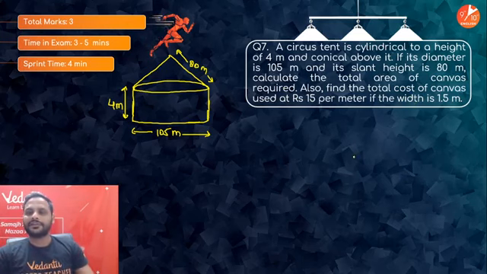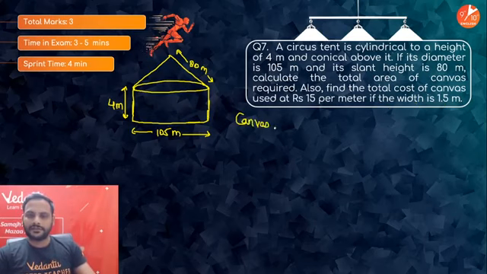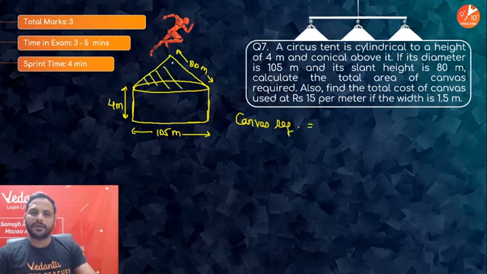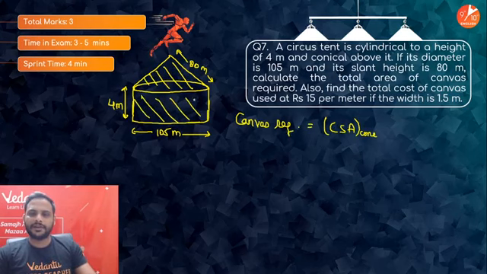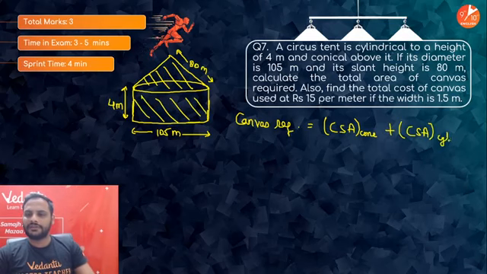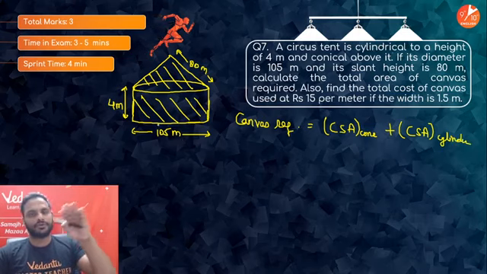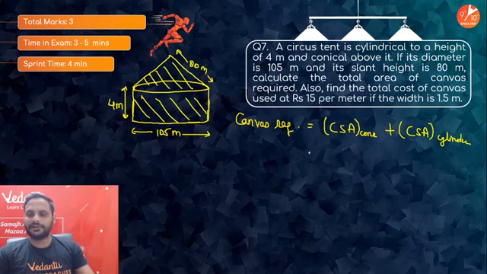So first, let us see the total area of canvas required. I can say the canvas required will be equal to, first, the canvas required in the CSA of the cone, and then the canvas required in the CSA of the cylinder as well. Obviously, at the bottom of the cylinder there is ground, and the top will be kept open. So we need canvas only for the CSA of the cone and the CSA of the cylinder.